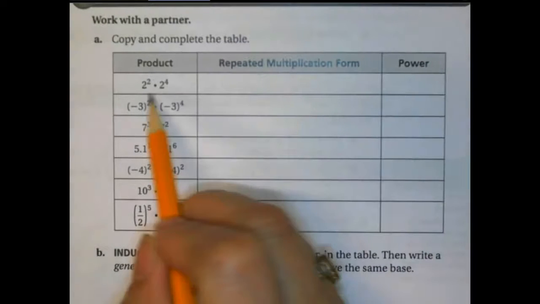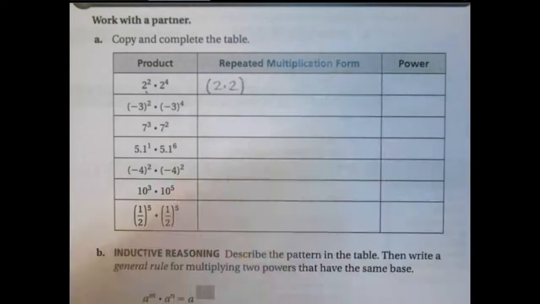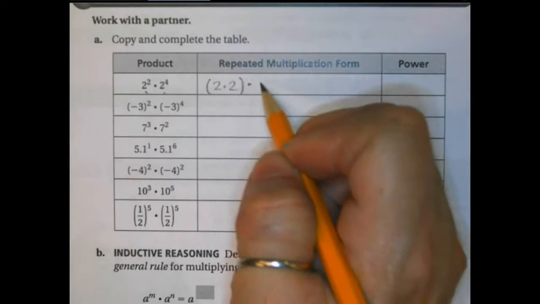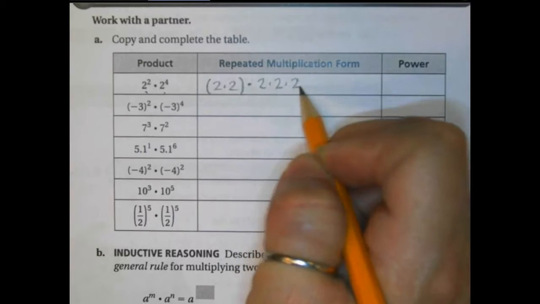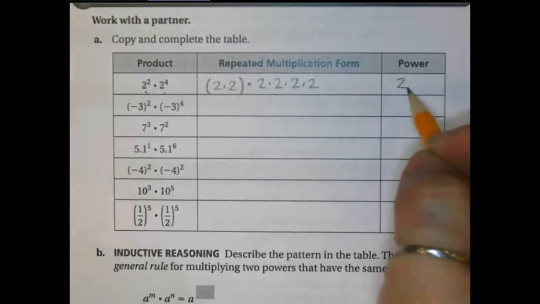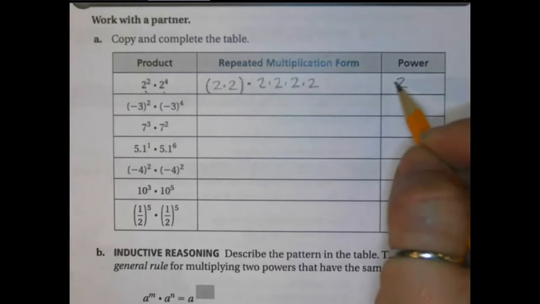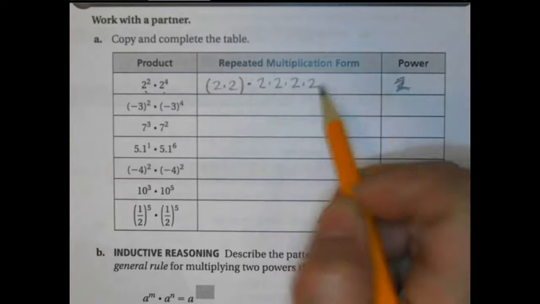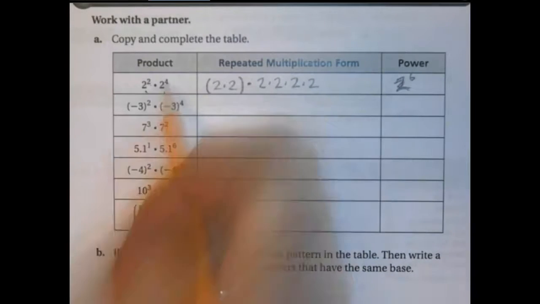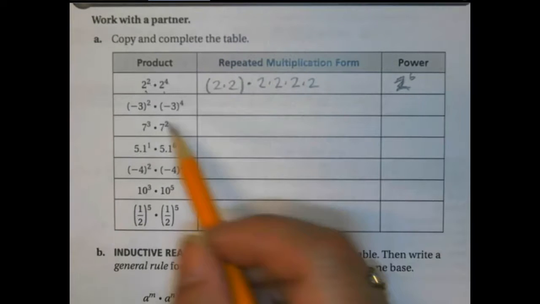Okay, so when we say repeated multiplication, we know that 2 squared is 2 times 2, right? And then 2 to the 4th is going to be 2 times 2 times 2 times 2, correct? So if I wrote it as a power, it would be 2 to what power? 2 to the 6, right? 2 plus 4 is 6, right? All right, so let's look at this again.